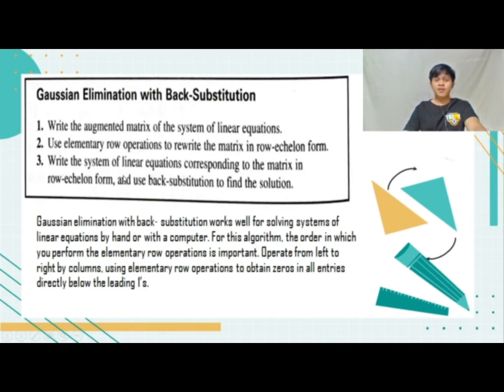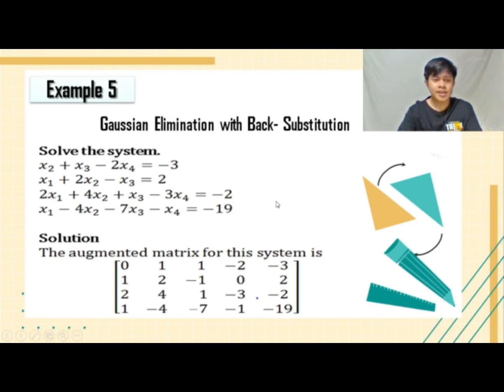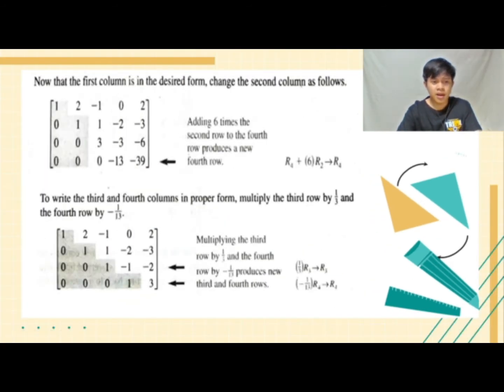write the system of linear equations corresponding to the matrix in row echelon form and use back substitution to find the solution. Okay, so proceed now to another step, the third step. So to write the third and fourth column in proper form, multiply the third row by 1/3 and the fourth row by negative 1/3.